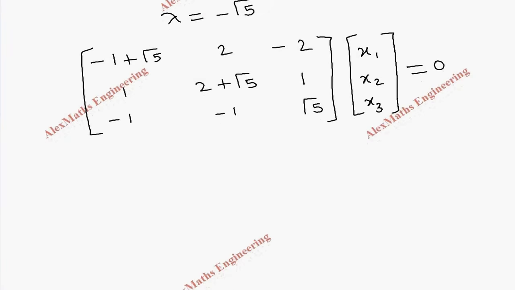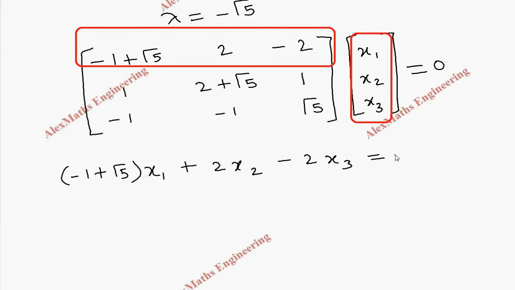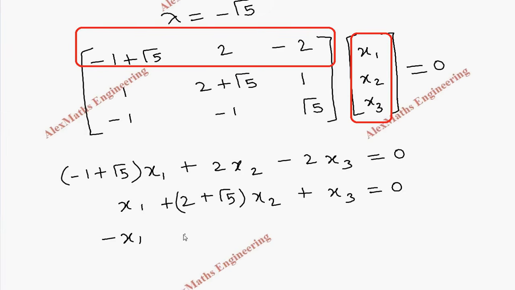Now we have to multiply again by the usual procedure. We take the first row and multiply with the first column, all the corresponding elements, with three equations. One is minus 1 plus root 5 into x1 plus 2x2 minus 2x3 equal to 0. Then x1 plus 2 plus root 5 into x2 plus x3 equal to 0. Then minus x1 minus x2 plus root 5 x3 equal to 0.